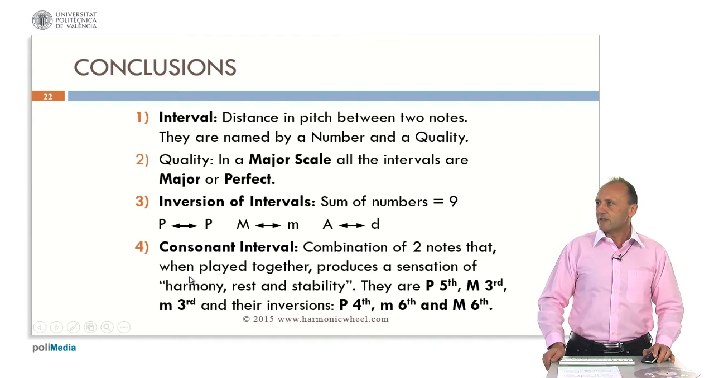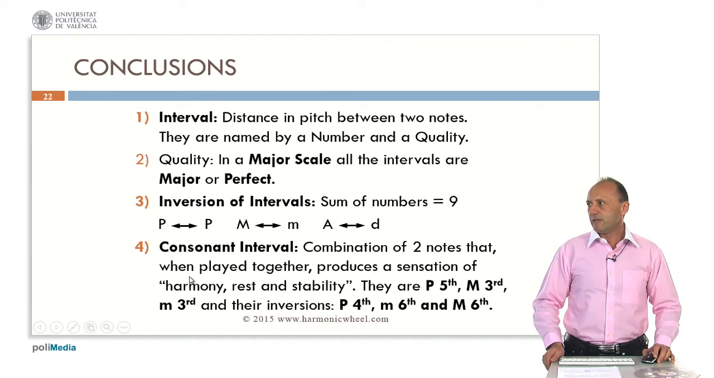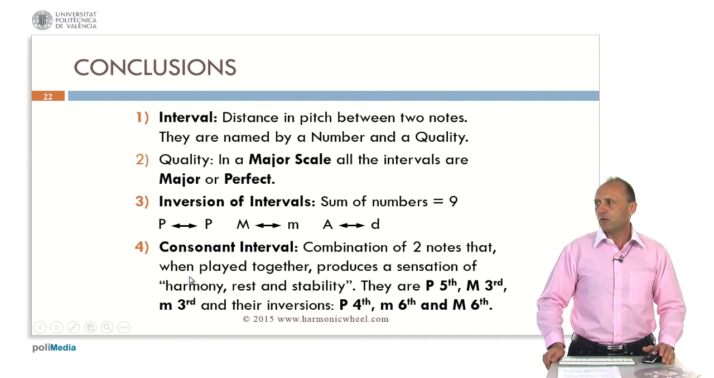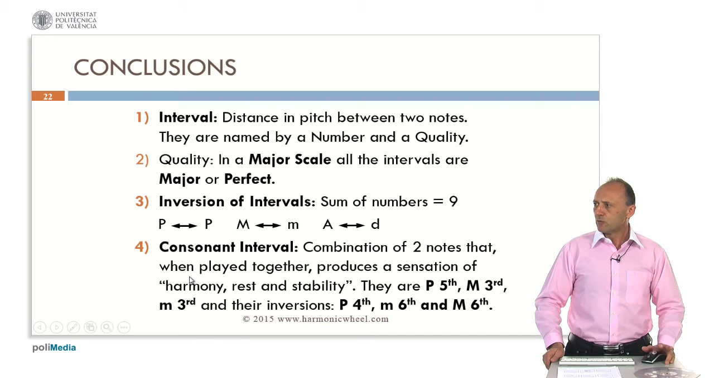As conclusions, we can say that an interval is the distance in pitch between two notes, and they are named by a number and a quality. The quality of the interval is based on a major scale. In any major scale, all the intervals from the tonic are major or perfect. When we invert an interval, we have two rules. The sum of the numbers is 9, and the inversion of perfect is perfect, the inversion of major is minor, and vice versa, and the inversion of augmented is diminished, and vice versa.